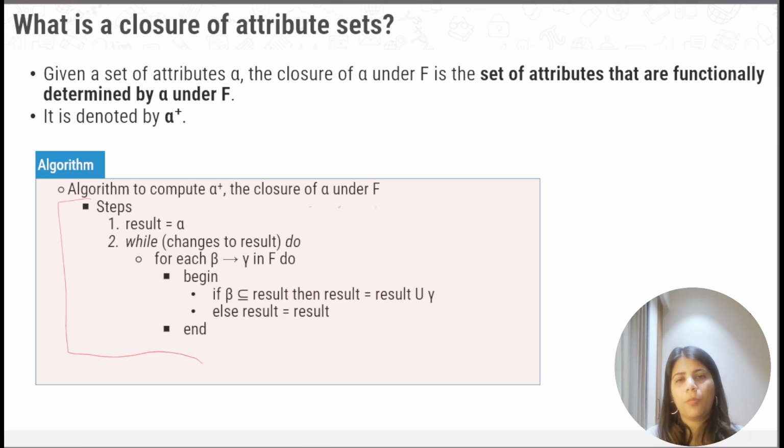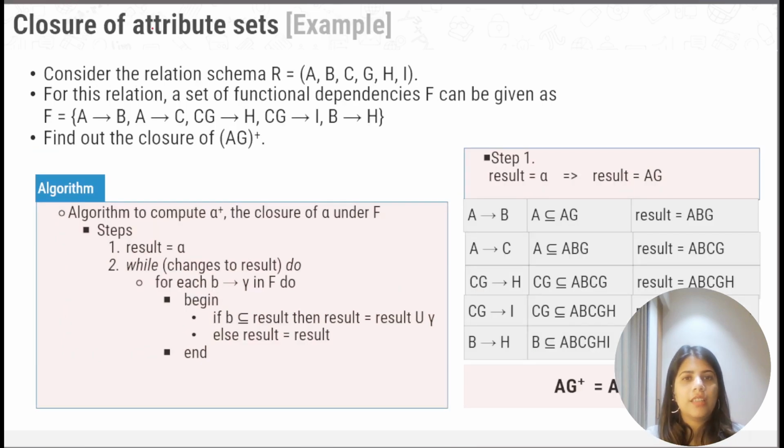So ये algorithm भी आपको better समझ में आएगा. So consider the relation R, which is a schema. A, B, C, G, H, I, these are the attributes. For this relation, a set of functional dependencies F can be given as A can determine B, A can determine C, CG can determine H, and CG can determine I, B can determine H. These are the functional dependencies which are given. We need to find out the closure of AG. So let's see the steps now in the algorithm.